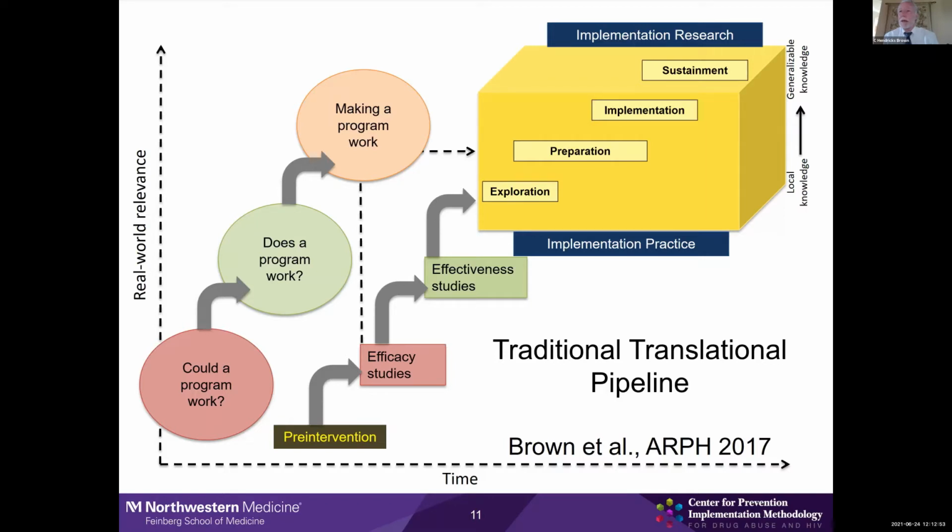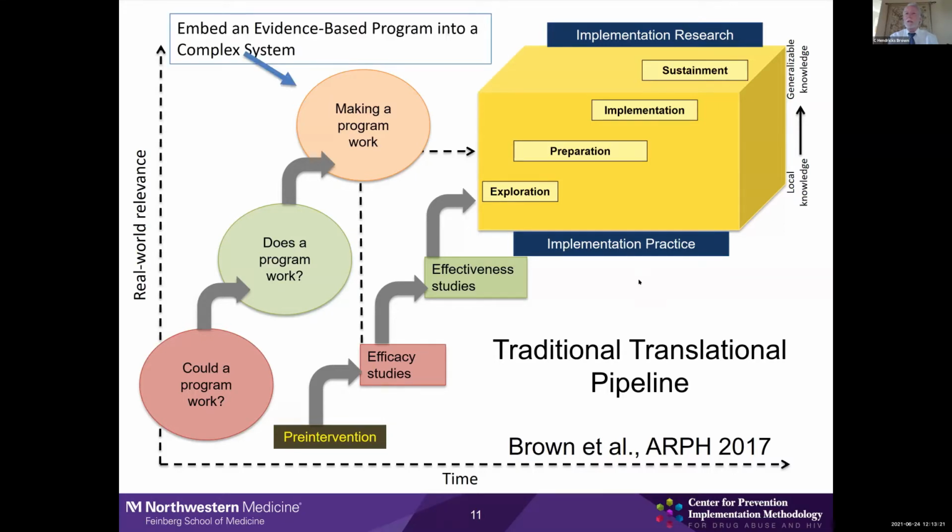And that is fundamentally asking the question of making a program work in real settings by itself. There are multiple ways of organizing implementation research and linking it to practice. This is the exploratory, preparation, implementation, and sustainment, or EPIS, model that people use, and there's a breadth of work associated with local knowledge to generalized knowledge. But what it really basically means is that in this model, we're embedding an evidence-based program, something that's already gotten through effectiveness typically, into a complex system.